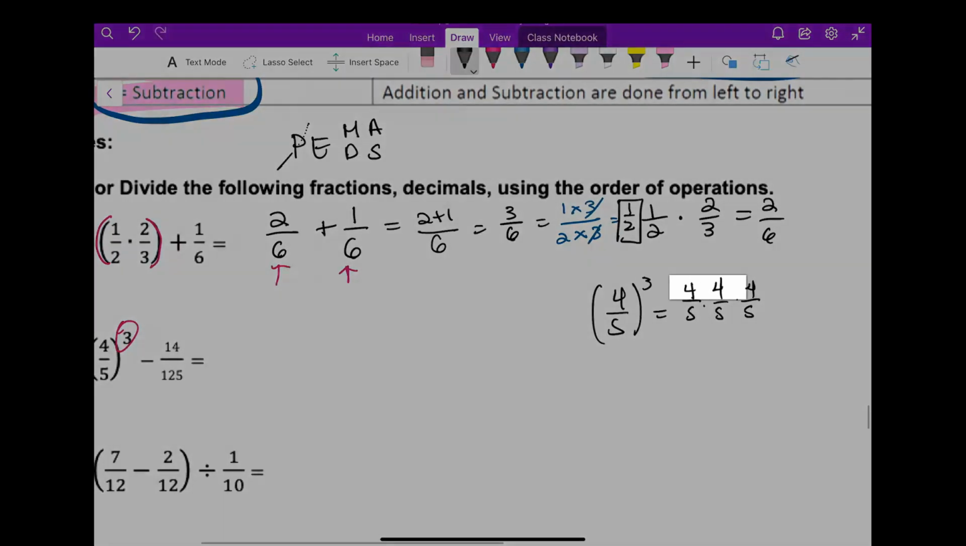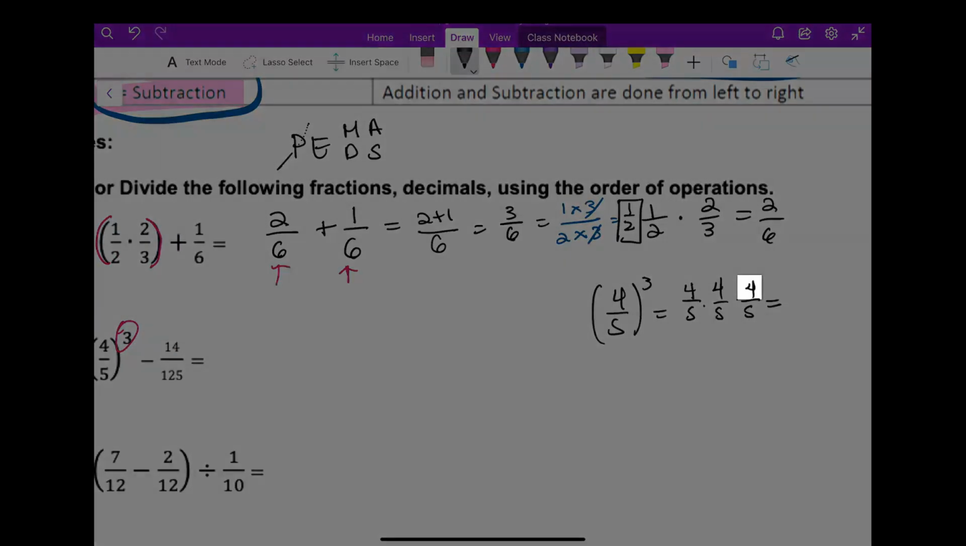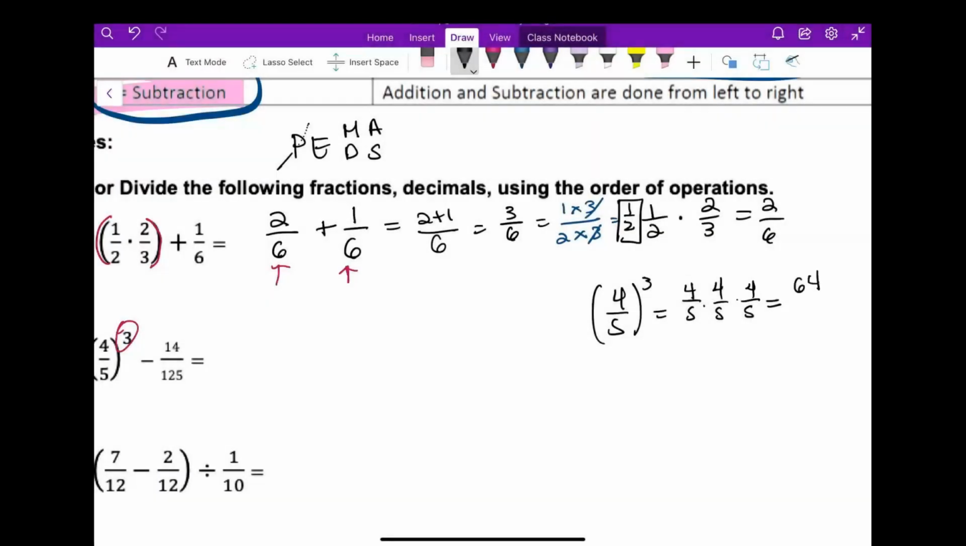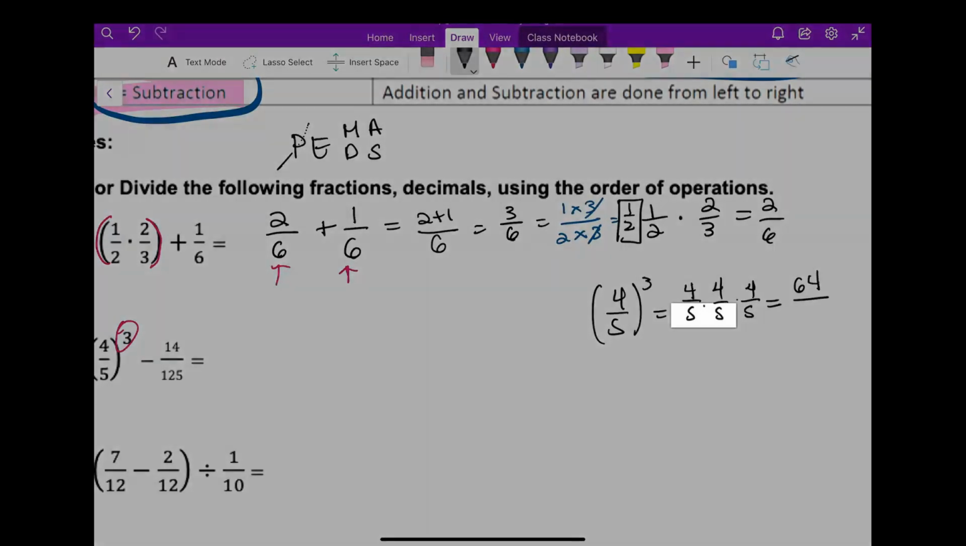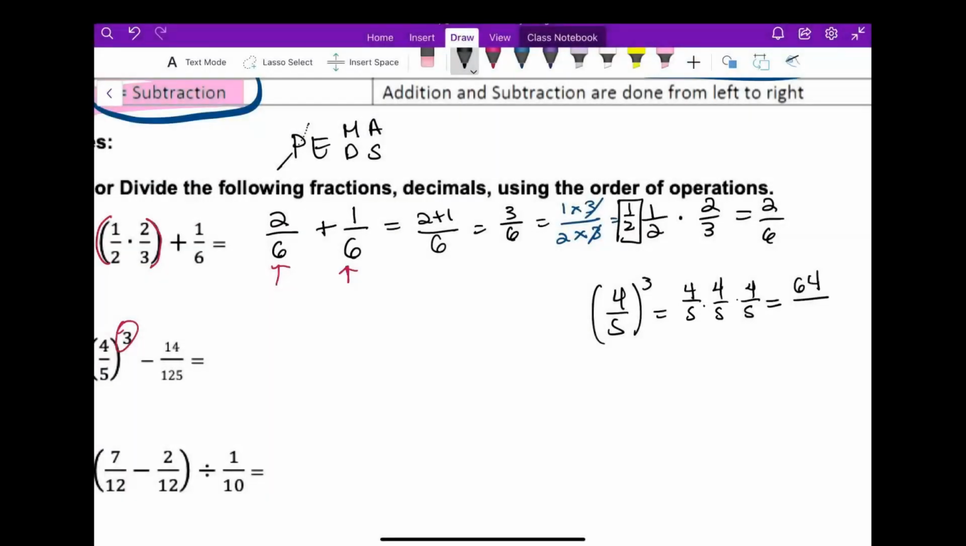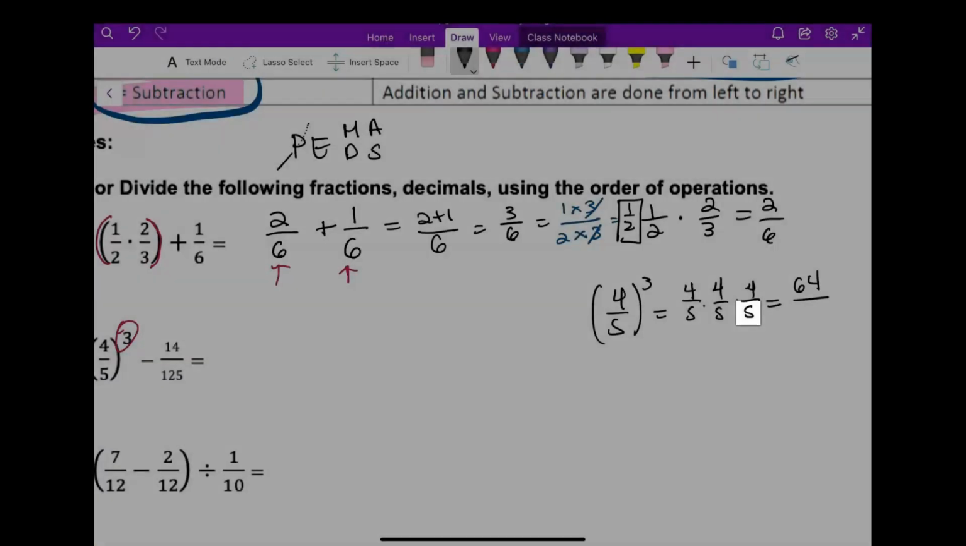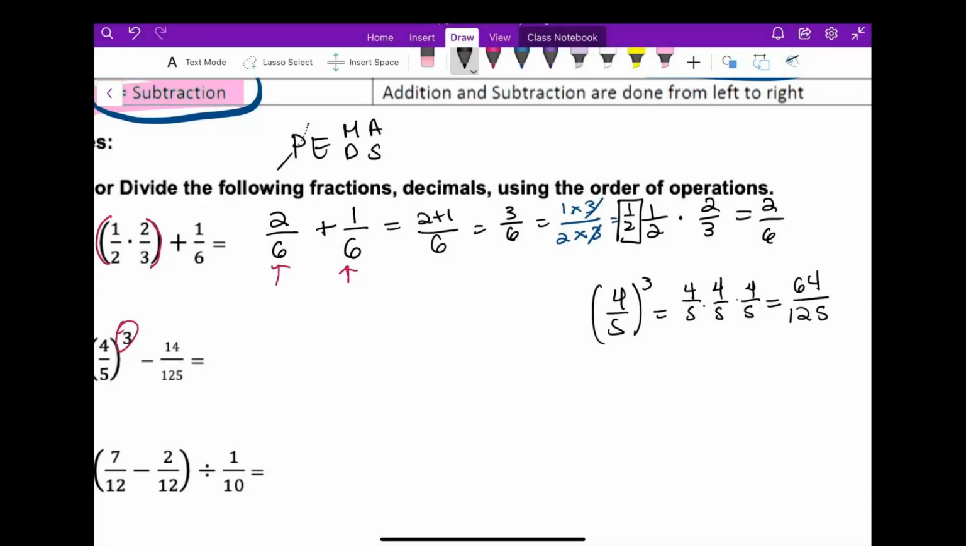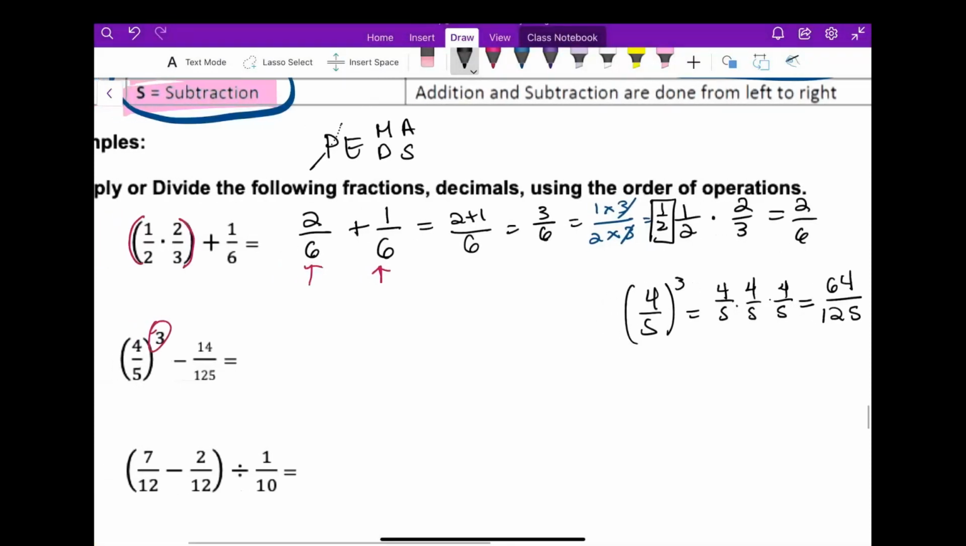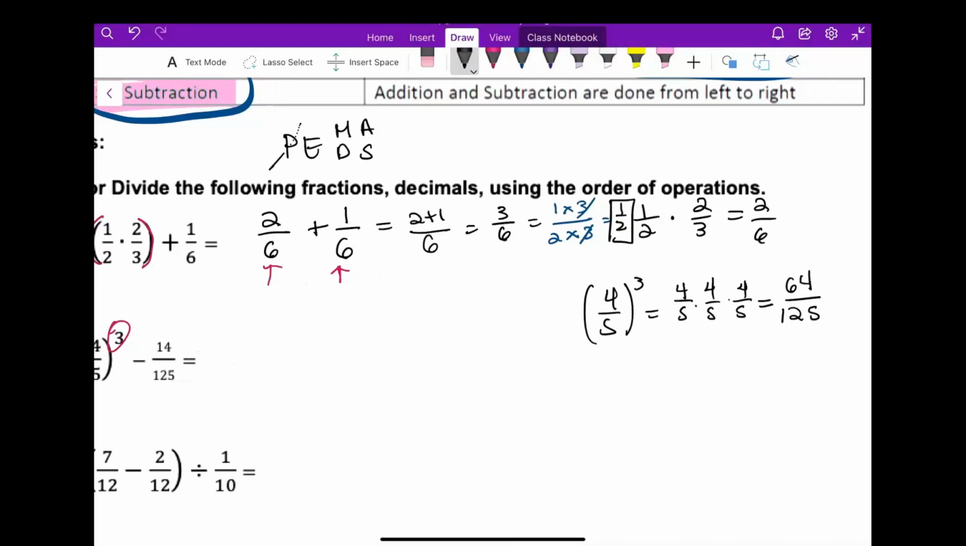So we're going to multiply 4 times 4 is 16. 16 times 4 is 64. On the denominator, 5 times 5 is 25. 25 times 5 is 125. Once again, I would encourage you to simplify, but I'm keeping my eye out for the next one, and I can see that the denominator on that one is 125.